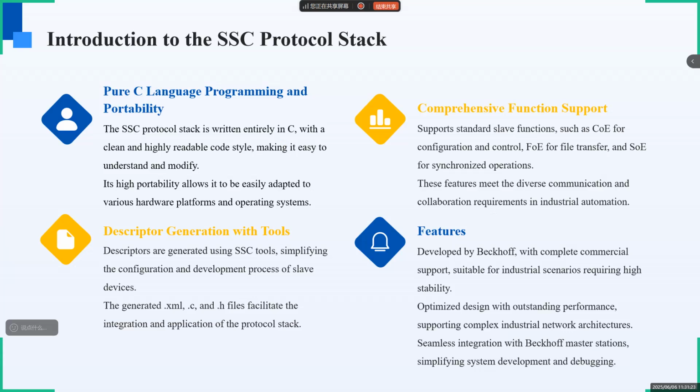The SSC protocol supports standards such as SoE and FoE, and other functions. These functions meet the diverse needs of industrial automation for communication and collaborative work between devices. Using the SSC Tool, you can generate object dictionaries and descriptor files, simplifying the development process.